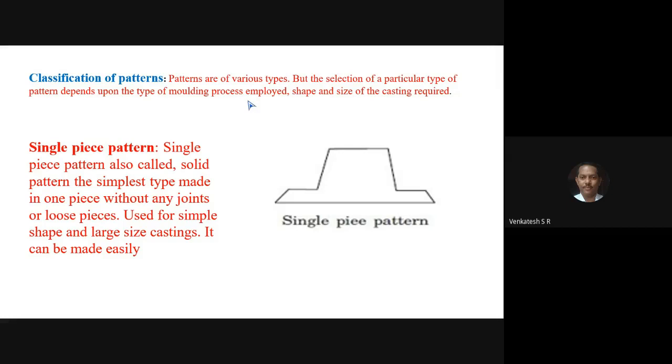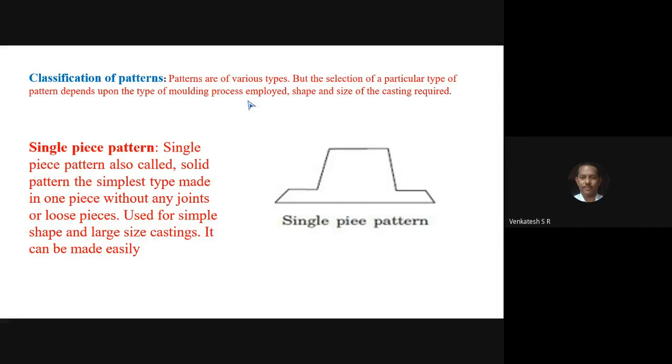I repeat, all of you, please write down classification of pattern, underline that, complete sentence, write down the explanation. Patterns are of various types, but the selection of a particular type of pattern depends upon number of factors. That is the type of molding process employed, the number of castings required, shape and size of the casting. Full stop. We will discuss one by one in the examination.